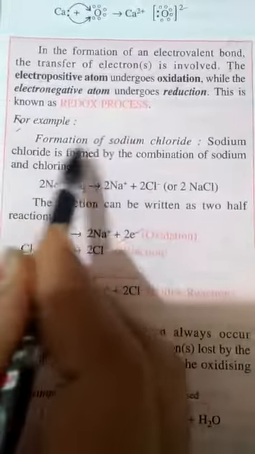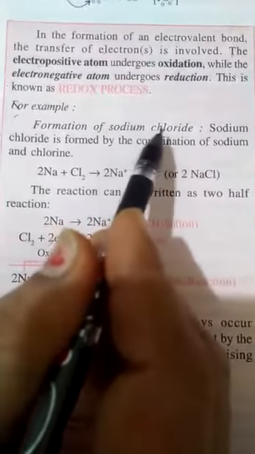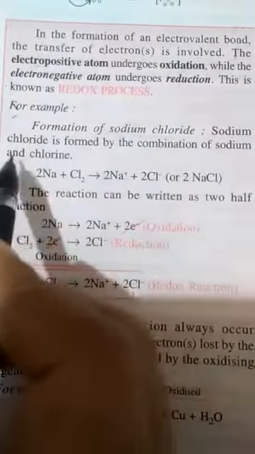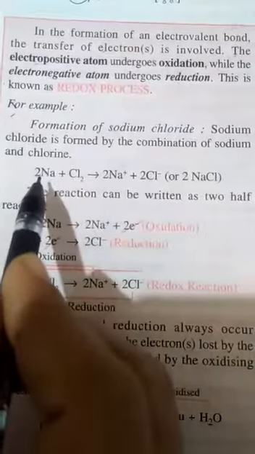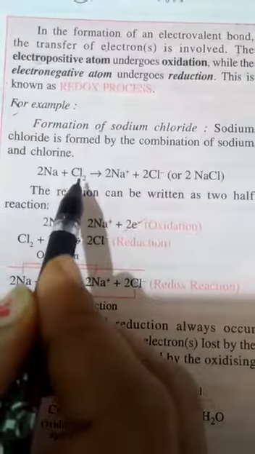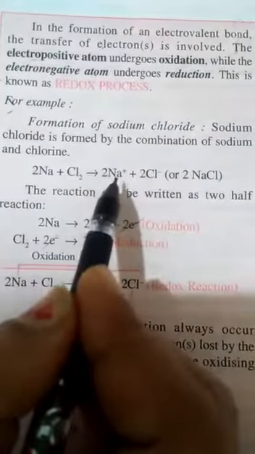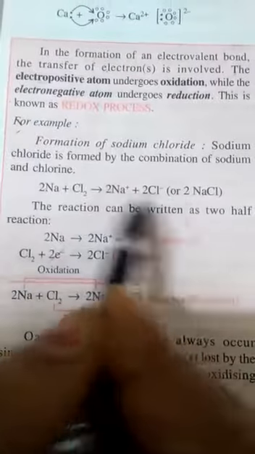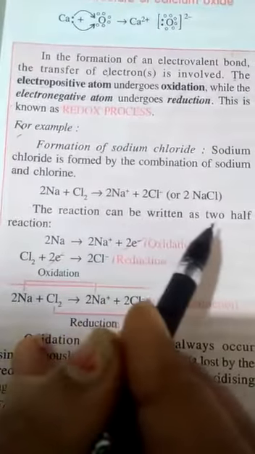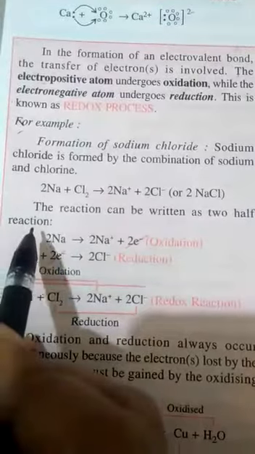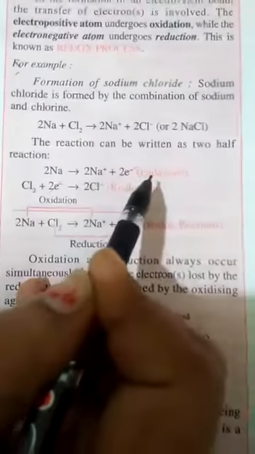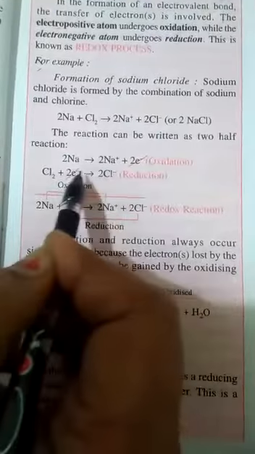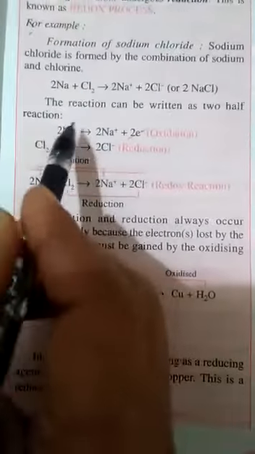For example, formation of sodium chloride. Sodium chloride, we know, we did this example. Sodium chloride is formed by the combination of sodium and chlorine. Here 2 atoms of sodium and a chlorine molecule combine, forming sodium chloride, that is sodium with positive charge and chlorine with negative charge. The reaction can be written as 2 half reactions. When we are expressing the oxidation process and the reduction process separately, then this reaction is called a half reaction.